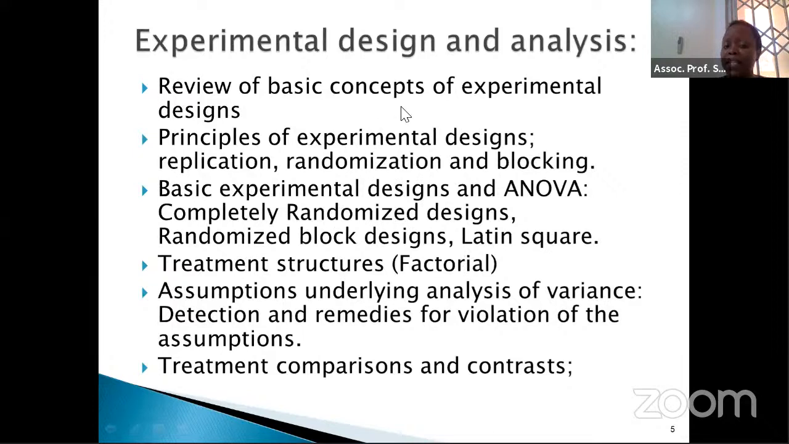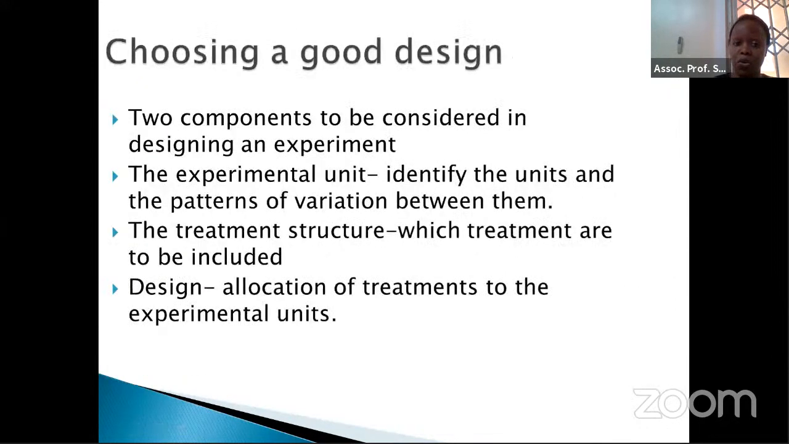So after planning for an experiment, there are basic concepts of experimental design that we need to know. We need to know about replication, we need to know about randomization and blocking. We've already talked about blocking, and we are going to talk about the importance of blocking. We also need to know about the basic experimental design. There are so many. And we also need to know about the treatment structures. We are going to talk about them and the assumptions underlying the analysis of variance and treatment comparisons.